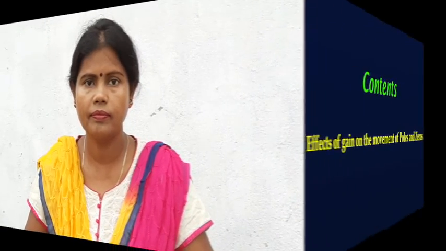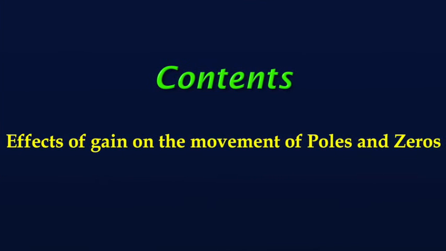Hello, my dear students. In the last lecture, I discussed some numerical problems on the root locus method. Today, I am starting the 16th lecture of the course on Control System 1. In the present lecture, I am going to focus on the effect of gain on the movement of poles and zeros of the system. I will try to cover the effects of gain on the movement of poles and zeros.